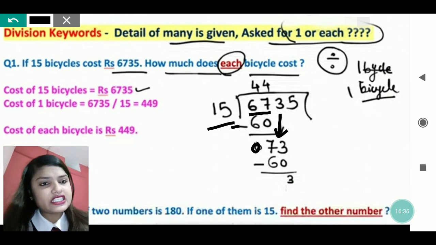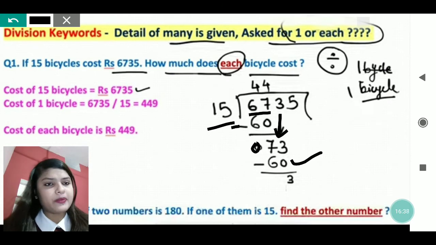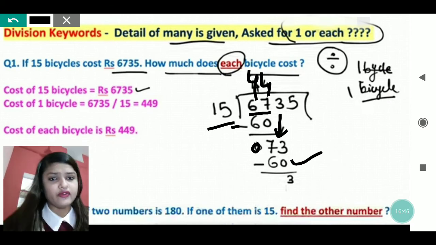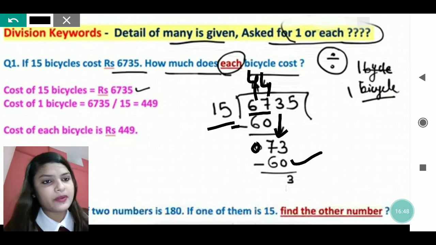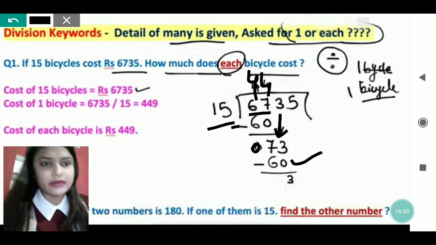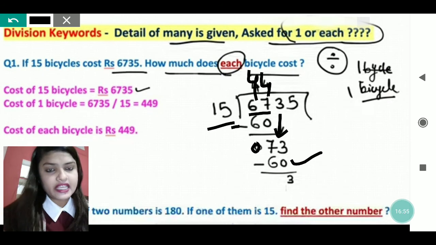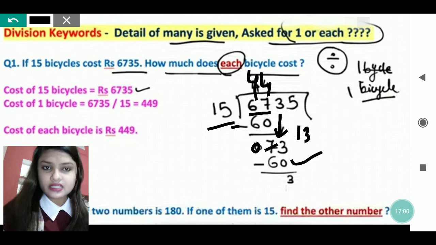We will write 60 just below 73, and then we will subtract, and 4 we will write in the quotient column. You can see, 2 times 4 I have written, one time upside and the next time downside. Now after that I will subtract. So 3 minus 0 is not possible. So what will we do in that case? We will take one carry from 7. It will become 13. And 13 minus 6 is possible.